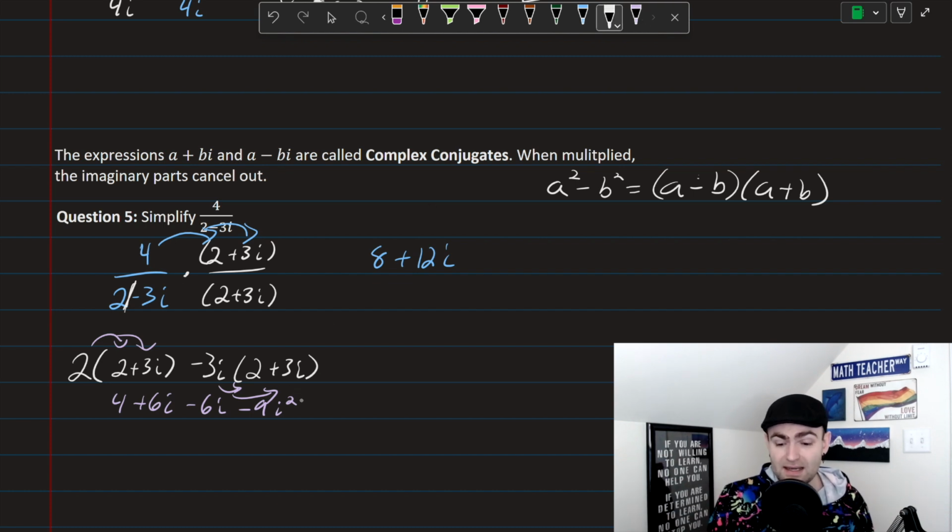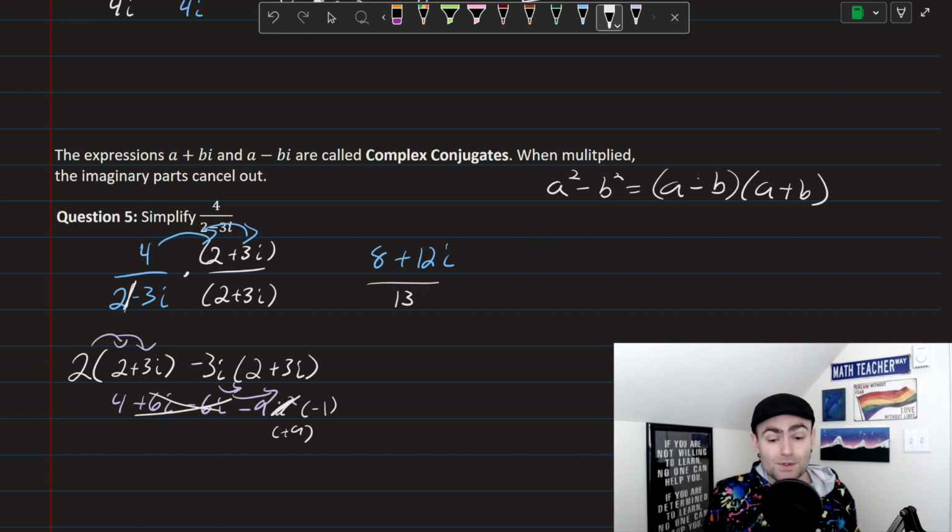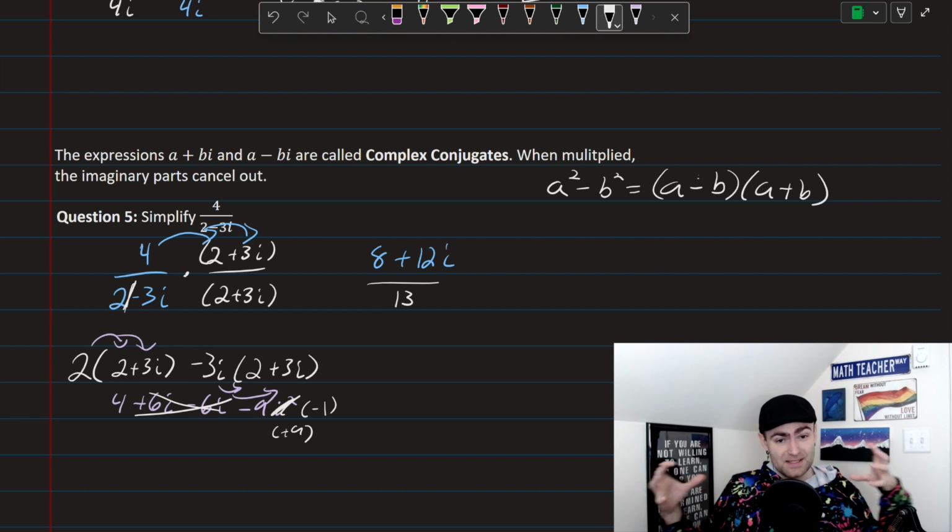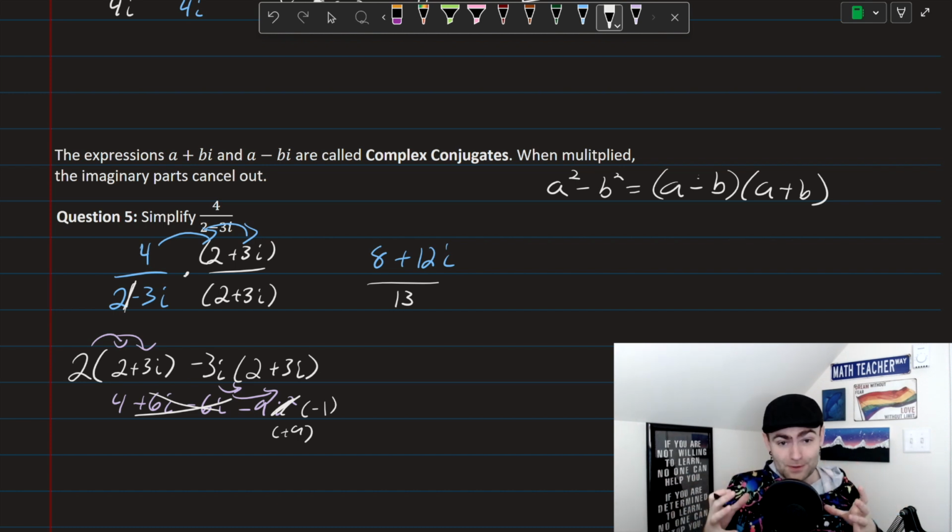Keeping in mind that i squared is just negative 1 in disguise, we have some weird stuff going on. Positive 6i, negative 6i, those cancel. And then negative 9 times negative 1 is a positive 9. 4 plus 9 is 13. So all of that condenses completely down into a 13.